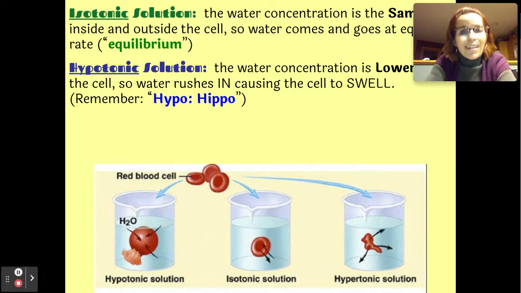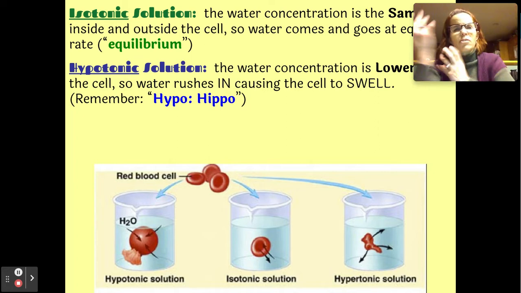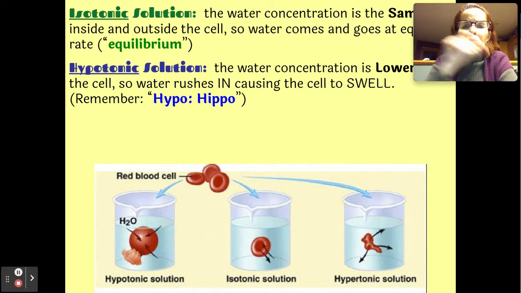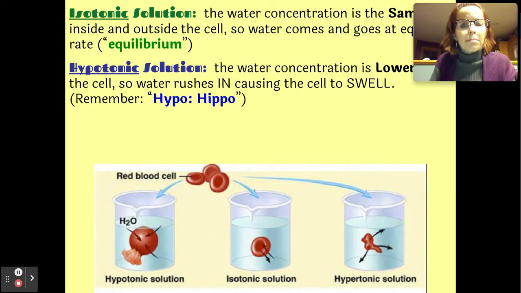So distilled water is 100% water. Your cells, I'll just make up a number, let's say your cells are 95% water and then 5% dissolved substances. So if you put one of our cells into distilled water, water's going to rush into those cells and it's going to cause those cells to swell up and eventually pop.